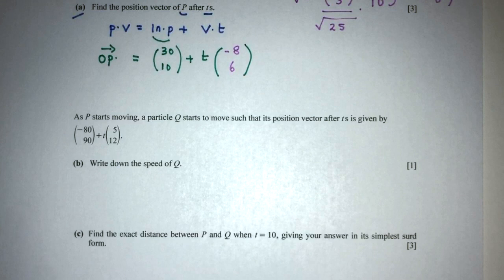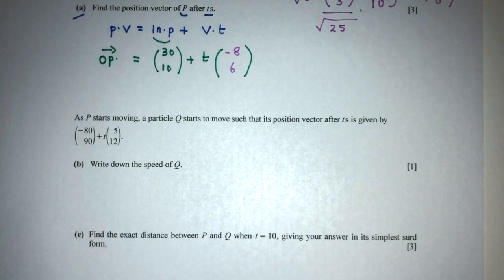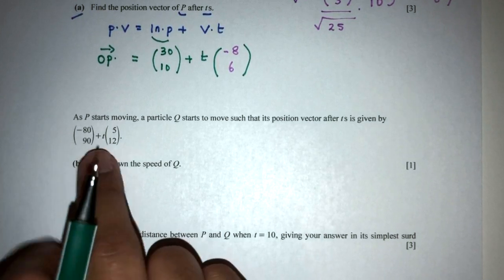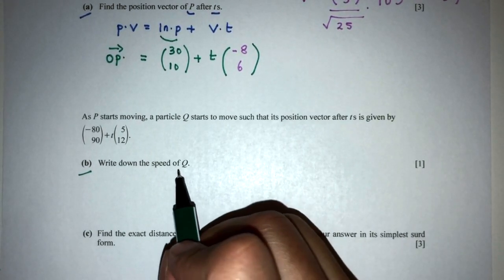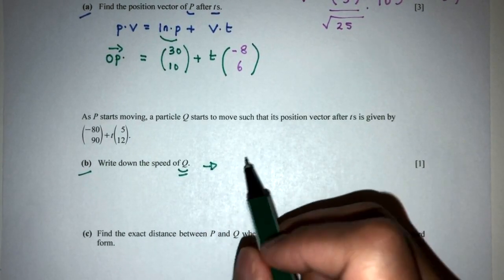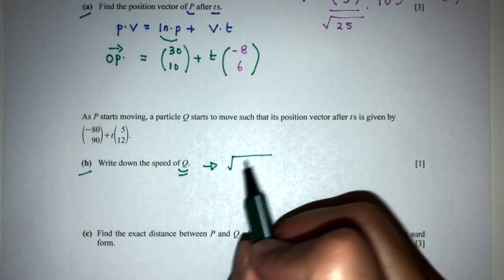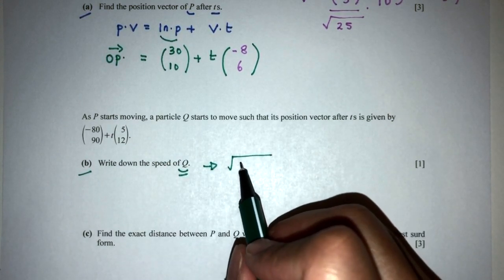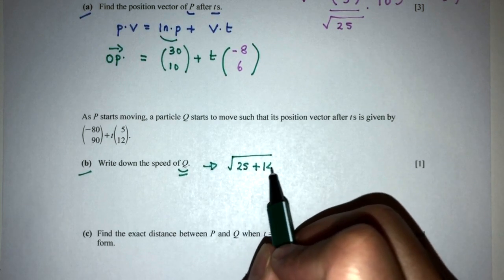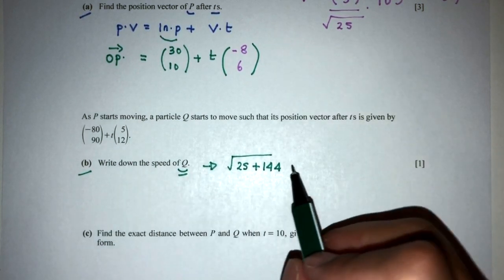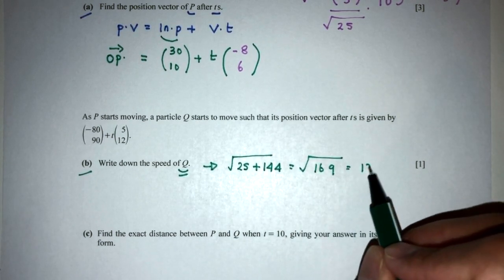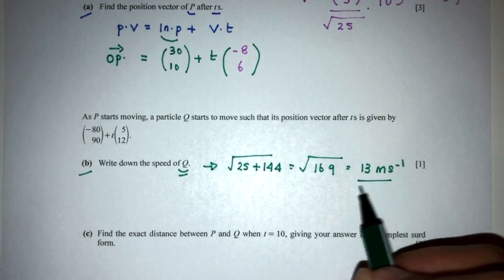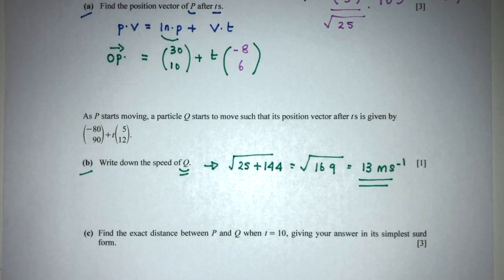Now for part B, as P starts moving, a particle Q starts to move such that its position vector after t is given by this. Part 1, we have to write down the speed of this one. Pretty easy. To find the speed, we'll take this value right here. That will be 25 plus 144, 5 squared plus 12 squared. That will be 169, and that should be 13 meters per second. That will be the speed of the particle Q.